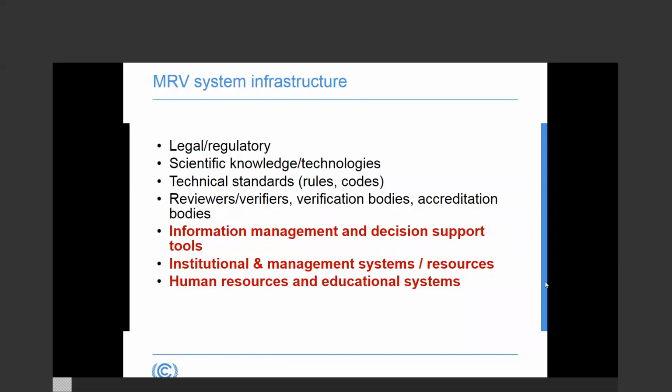Now, we will take the next step in understanding the core part of climate data management systems that help us to be fast and efficient in our MRV work. Next slide, please.